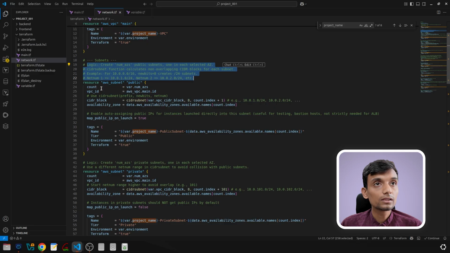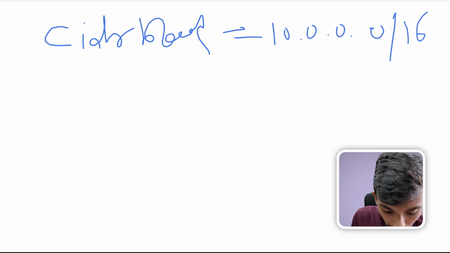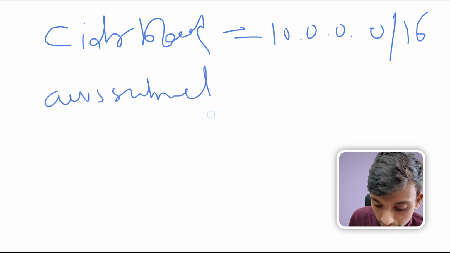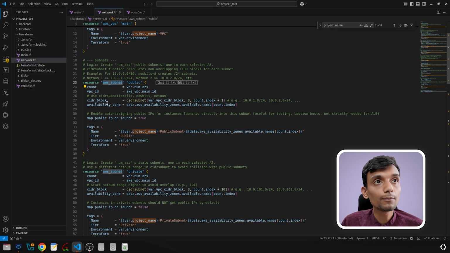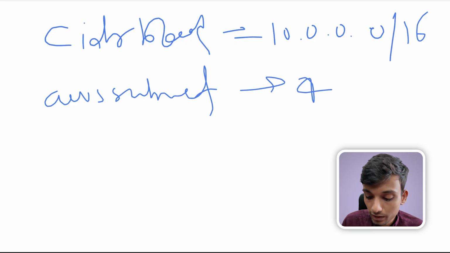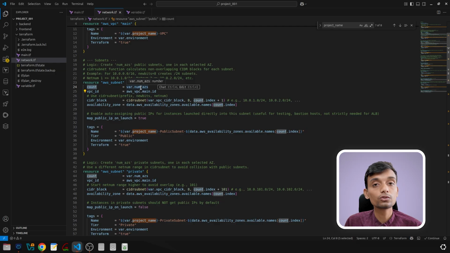Okay. So another one is AWS subnet. What we did earlier, AWS subnet. We have created 4 subnets earlier. Subnet 1, 2, 3, 4, right? Now what I am doing, I am just counting it. How many availability zones does our Mumbai region have? 3. So it's going to create 3 public subnets and 3 private subnets.